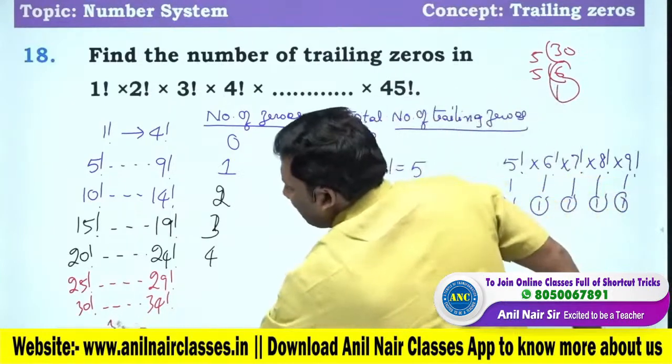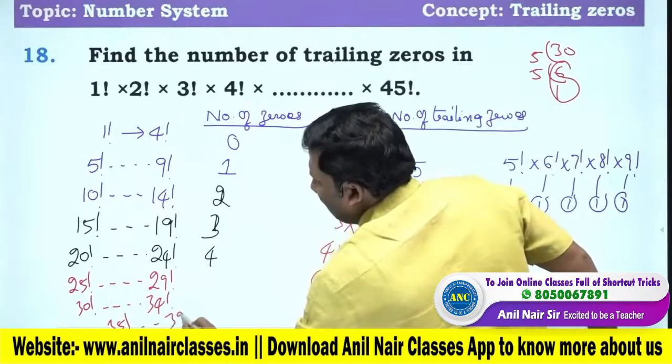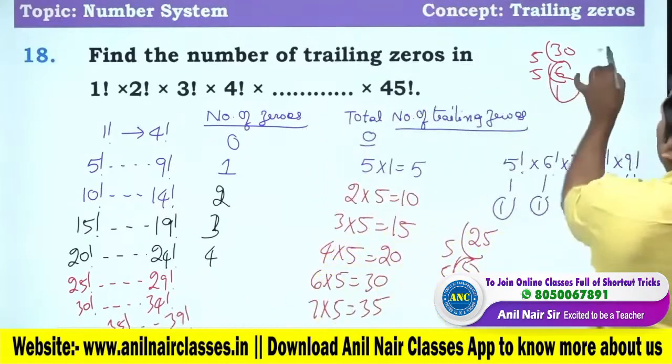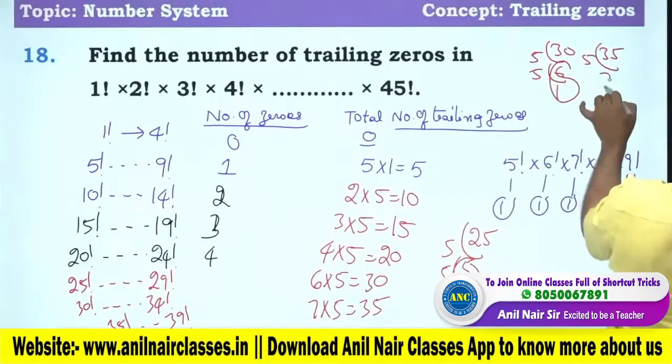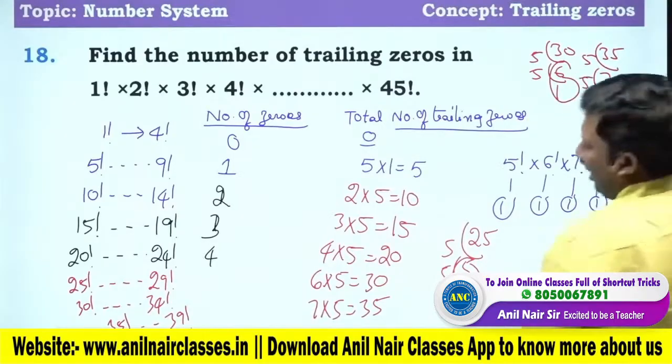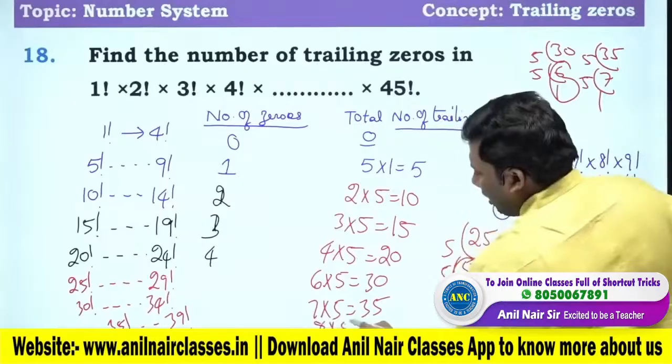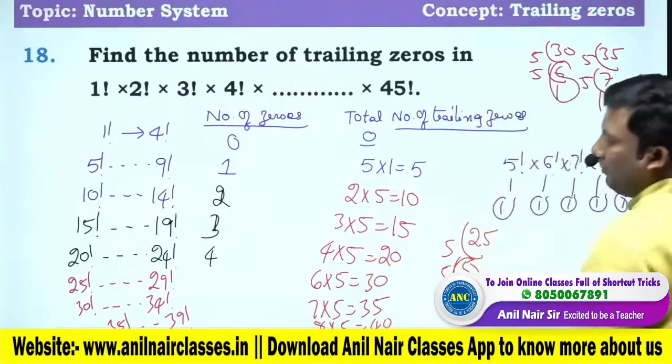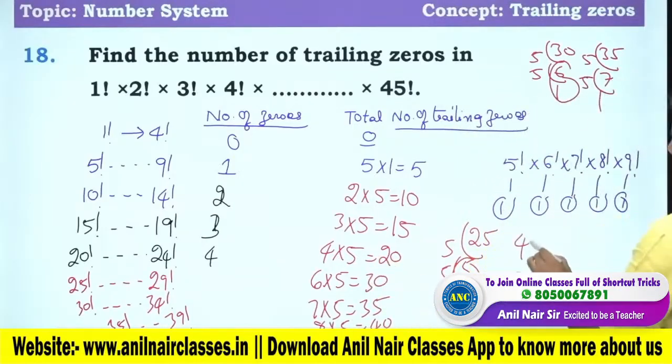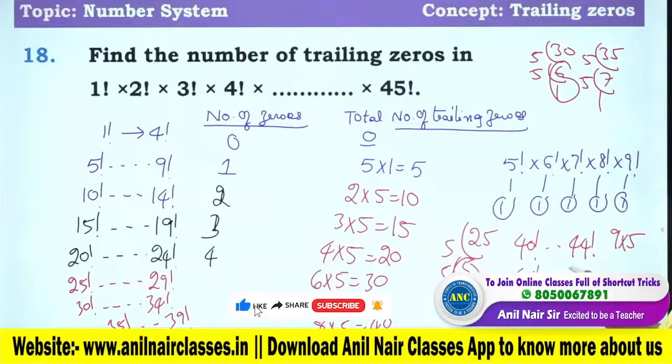Next one, 35 factorial till 39 factorial. 35 it is, 5 7s are, 5 1s are, so 8 into 5, that is 40. I will tell you an optimal method. 40 factorial till 44 factorial, 9 into 5. 45 factorial has 10 5s. 5 9s are, 5 1s are.